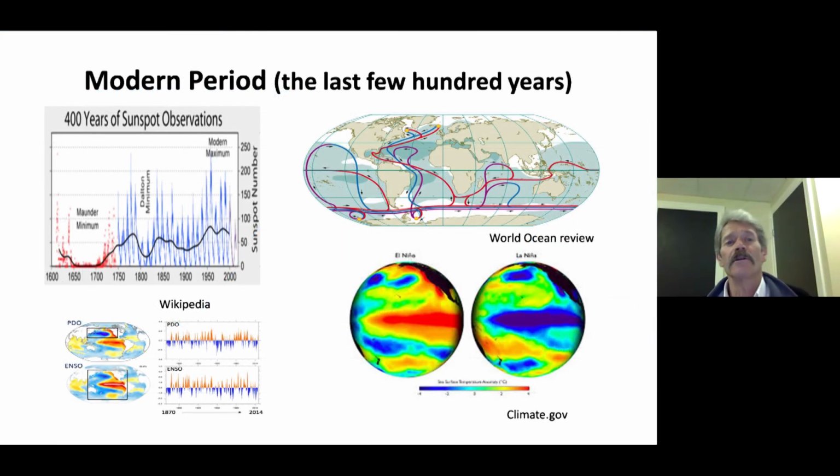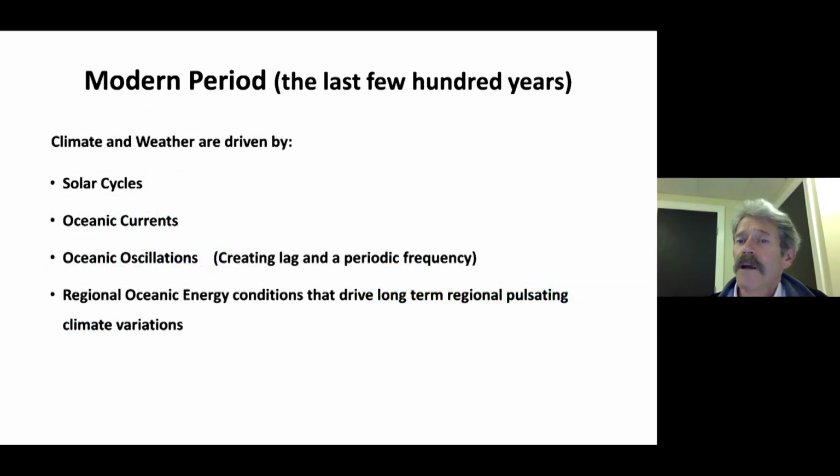Now, briefly turning to the last few hundred years, I would like to discuss a few of the things that are similar from the past and contribute today. The primary influences of climate and weather are still with us: solar cycles, oceanographic currents, oceanic oscillations, regional oceanic energy conditions that all drive long-term climate variations.